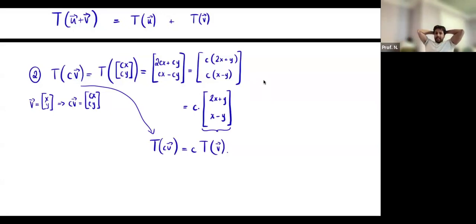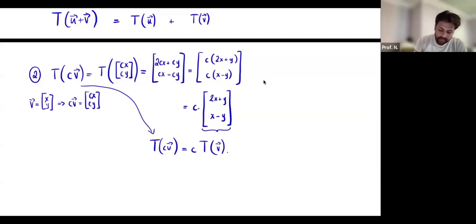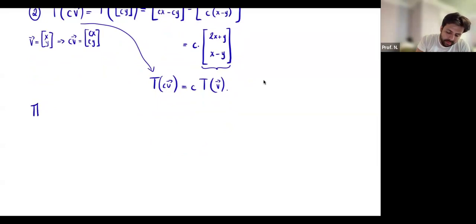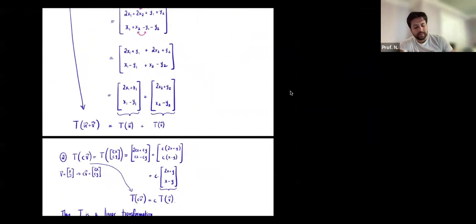Does that make sense? Yes. So then what do we say? What do we say? Thus, T is a linear transformation. Why? Because it satisfies those two properties.